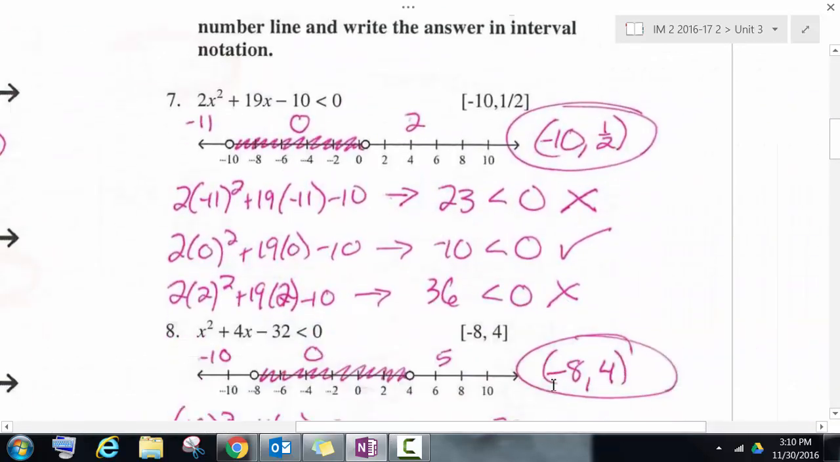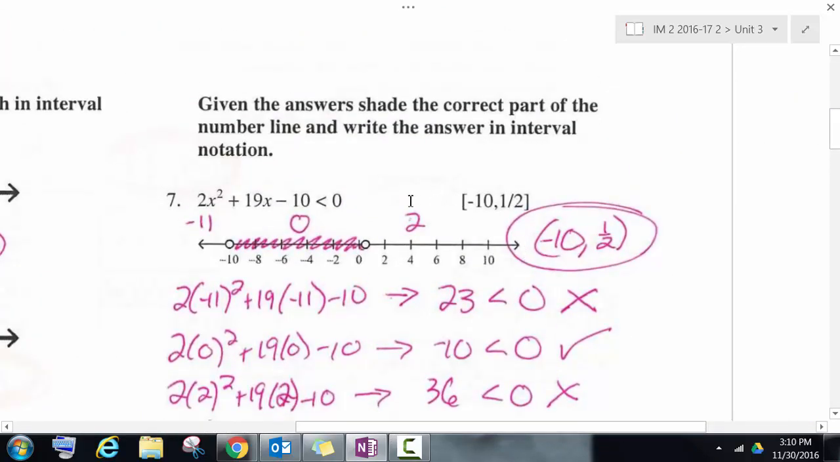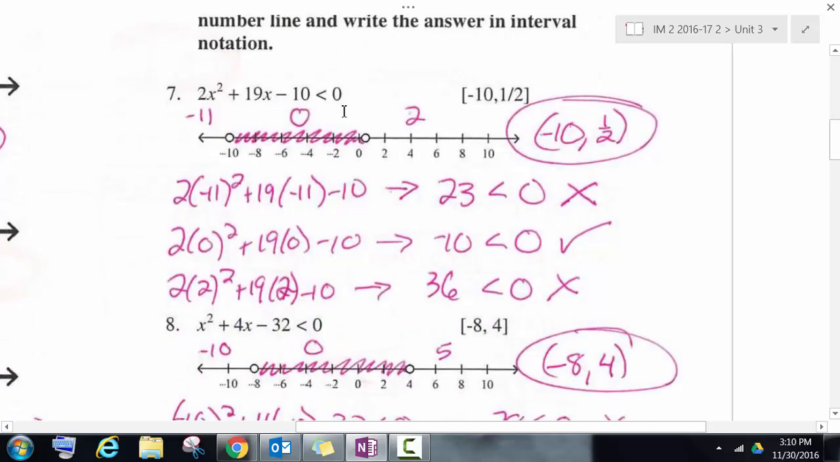Alright, so now we're going to shade the correct part of the number line and write the answer in interval notation. So we have the equation, I even gave us the zeros, so there are the circles, and we have to figure out where we have to shade. Well, what we do is we test numbers. So I picked negative 11 because that's to the left of both numbers, 0 is in between, and 2 is to the right. So we have three sections. These two solutions split up our number line into three sections, so we're going to test three sections. So we plug in negative 11, we plug in 0, we plug in 2, and we see which is right.